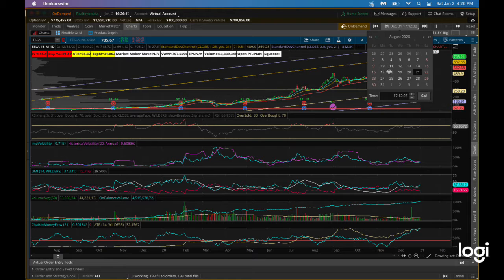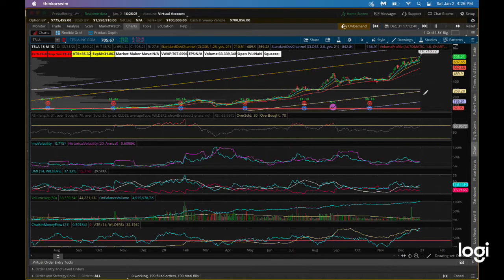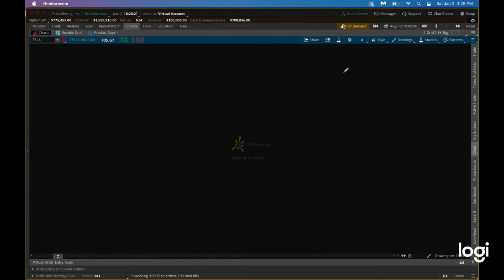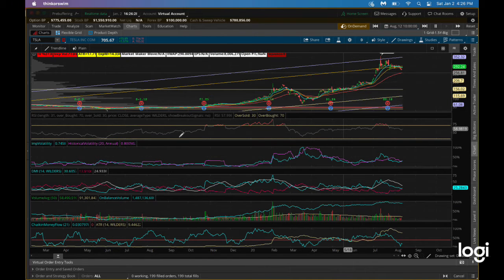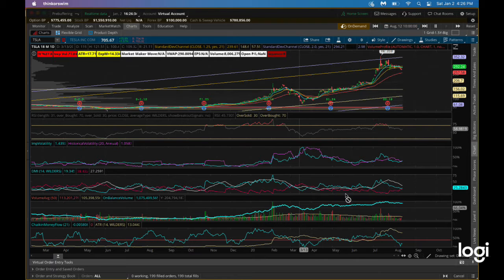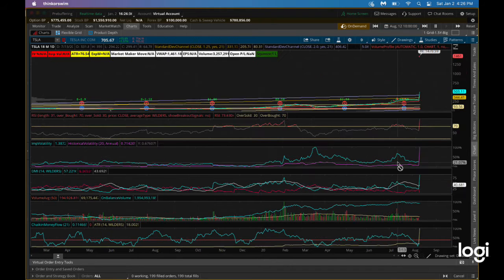So we are on August 12. Tesla chart. Let's make it 10 o'clock Eastern time. But in the meantime, let's get the chart here. So if you look at this chart as the buffering is going on, we are right here.